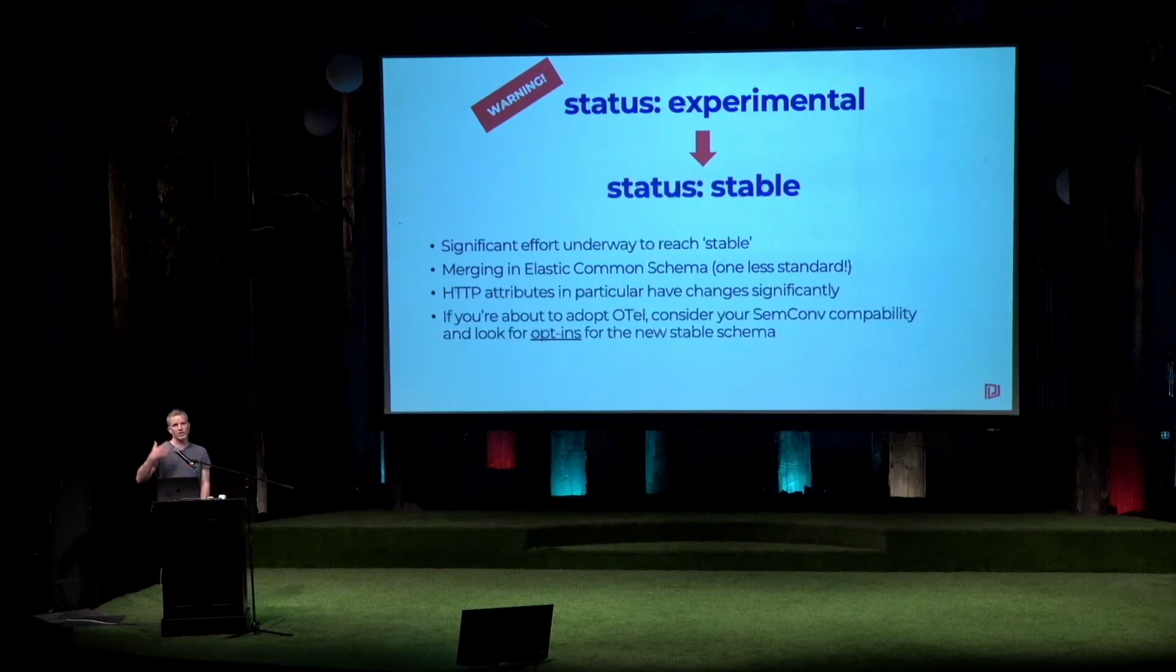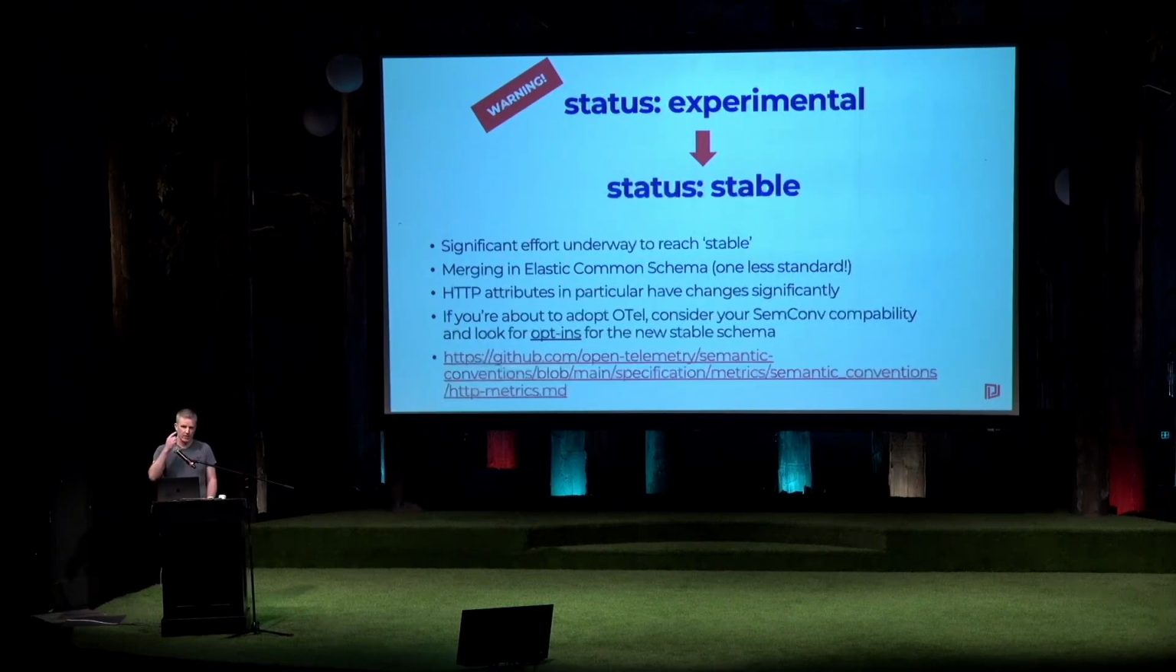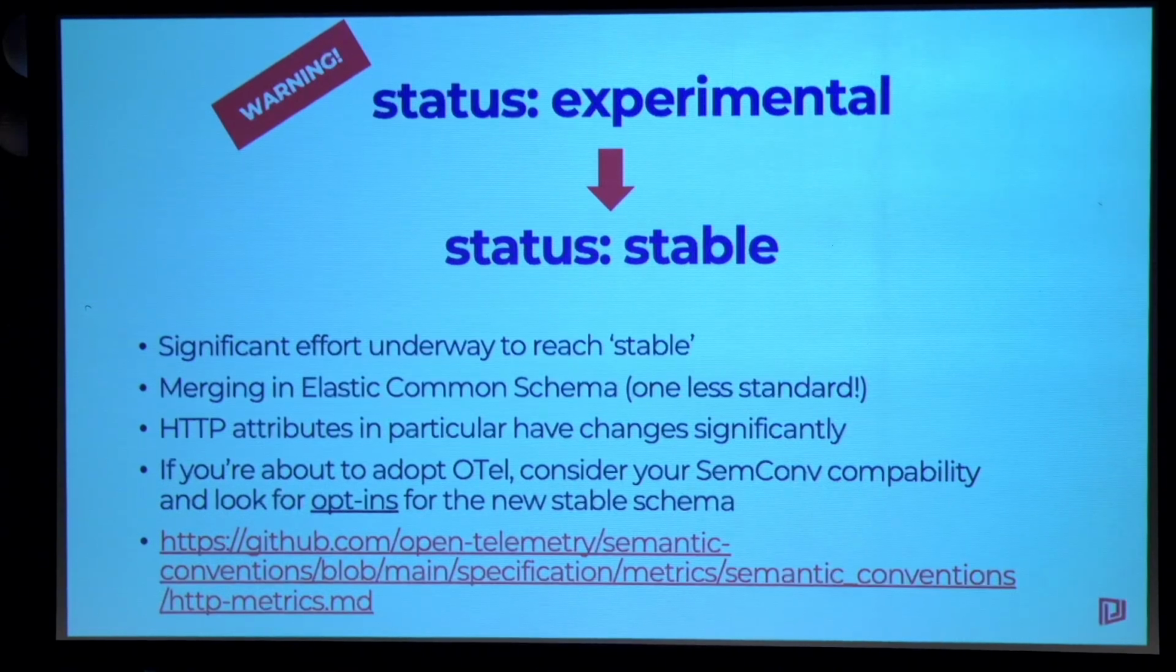So if you are looking to start to adopt OpenTelemetry over the coming months, consider your semantic convention compatibility. In particular, I think the current plan is to have new implementations use the previous experimental schema, and for you to actually have to opt into the stable schema when it's released. So if you are starting to deploy OpenTelemetry, you might want to opt in to use the forward-looking stable schema. There's a link there. I'll provide the slides after the talk if you want to follow through to that and read that guidance around the move from experimental to stable.